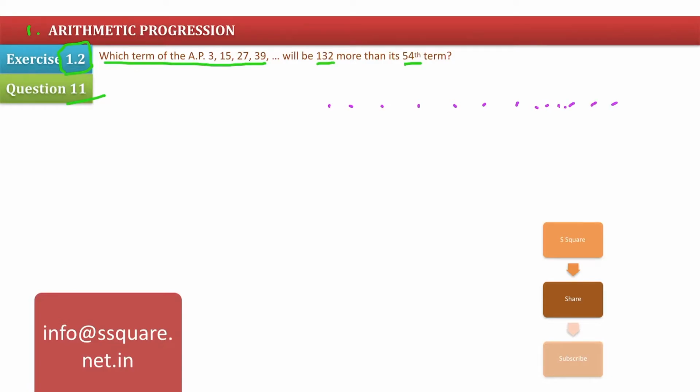So it's an AP series. Assume there is an arithmetic progression. This is 3, this is 15, this is 27, this is 39, as they have given. The 54th term will be here. Suppose some term x is the 54th term plus 132. So this is the question.